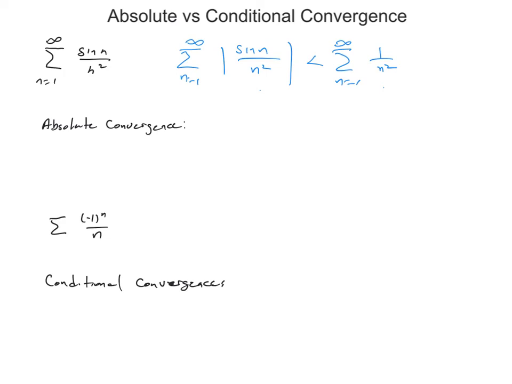And so what we have here is our first definition. We have what's called absolute convergence. And what that says is this.